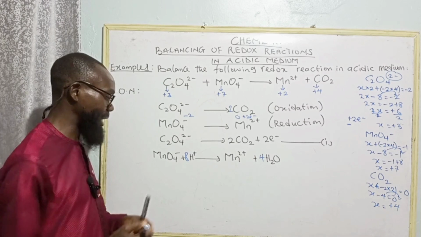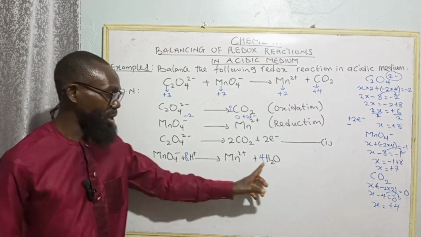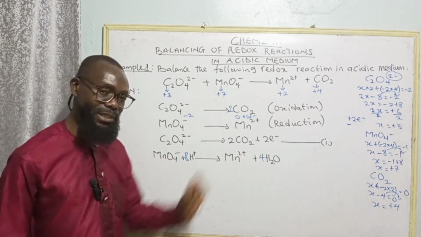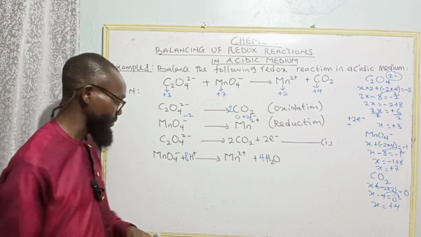Now, let's look at this. I have balanced my oxygen. Oxygen here is 4, oxygen here is 4. Hydrogen here is 8, hydrogen here is 8. The next thing to balance is my charge.